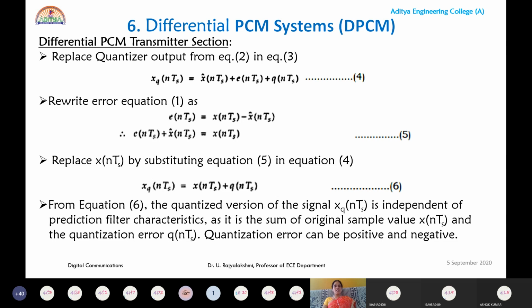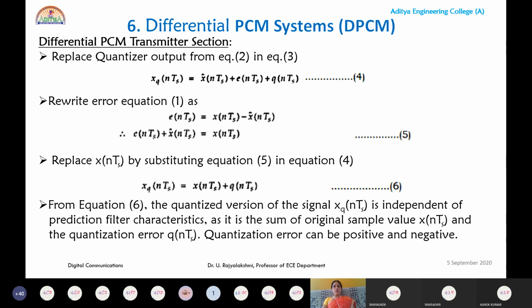So the conclusion is that this prediction filter does not affect our PCM system, because from equation 6, the quantizer output is directly the summation of the present sample data and the quantization error. But here you are reducing the quantization error because you are reducing the number of bits transmitted. How many bits are you transmitting? Only the difference bits. So that's why you can reduce the quantization error by using the prediction filter. And one more thing is that the prediction filter doesn't affect our PCM system. Okay, this is all about the PCM transmitter section.